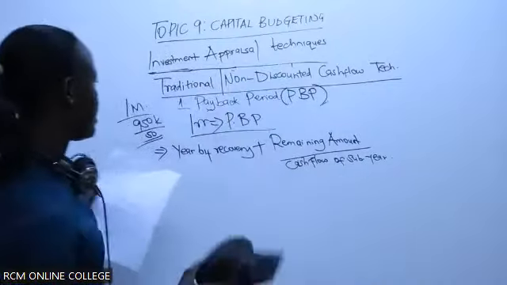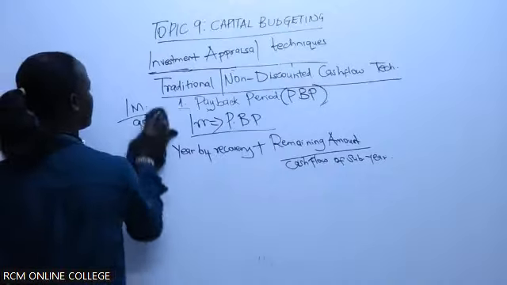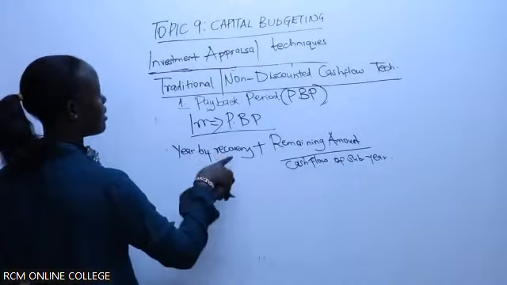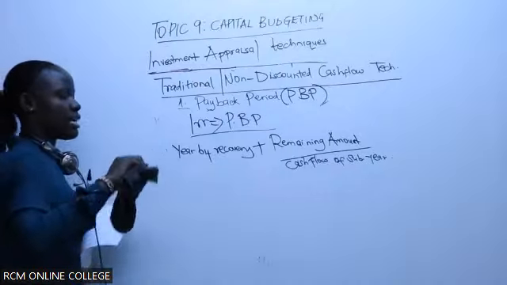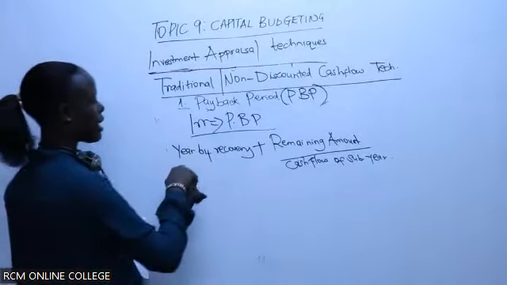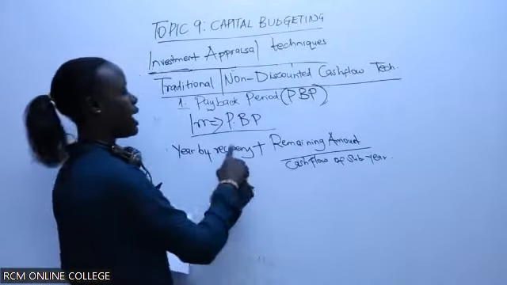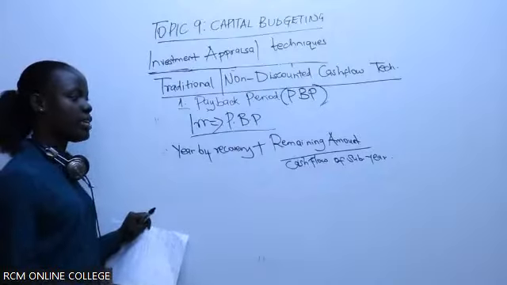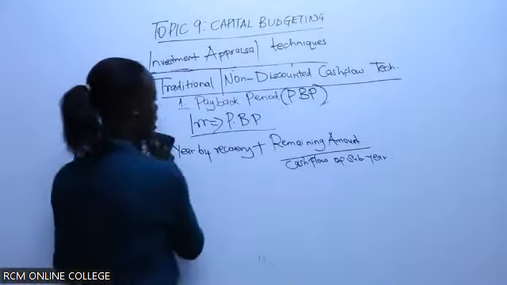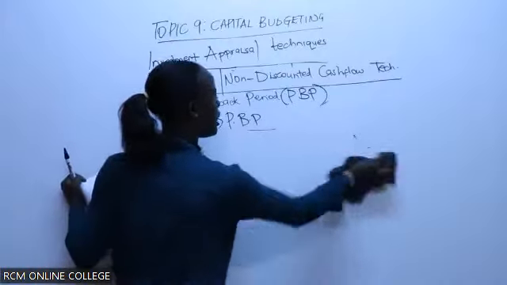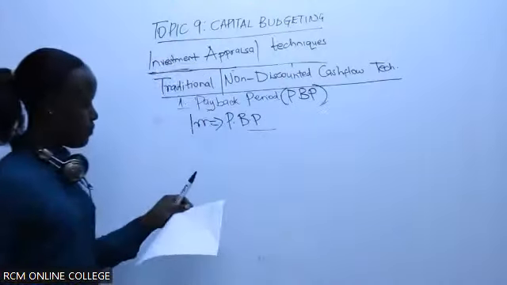For better understanding, I want us to do an example on the same. Just know that calculating the IRR for an irregular investment cash flow, you take the year before recovery, you add the remaining amount to recovery, you divide by the cash flow of the subsequent year. So I want us now to look at an illustration.